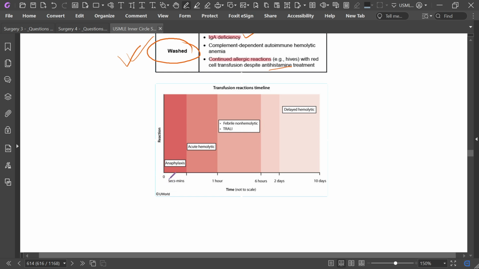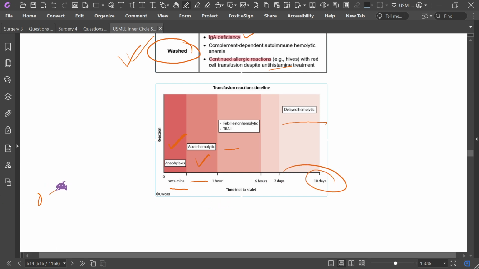So for blood transfusion reactions, from 0 seconds to within minutes, anaphylaxis happens. Acute hemolytic occurs from minutes to hours, and from 1 hour to 6 hours, febrile non-hemolytic transfusion reaction and transfusion-related acute lung injury. Usually from 6 hours to 2 days there is not that significant a transfusion effect, and delayed hemolytic is from 2 days up to 10 days.